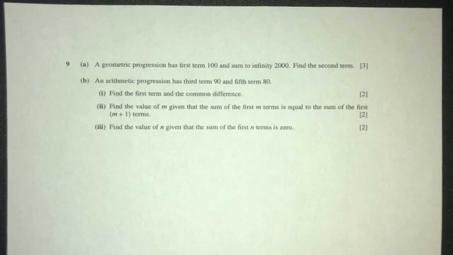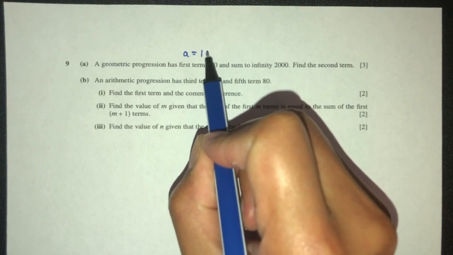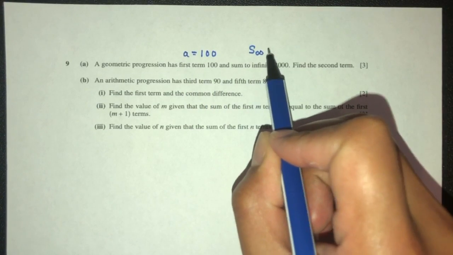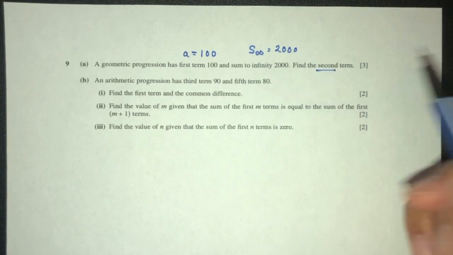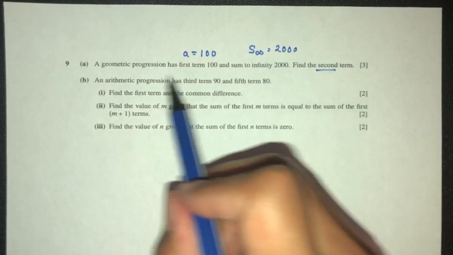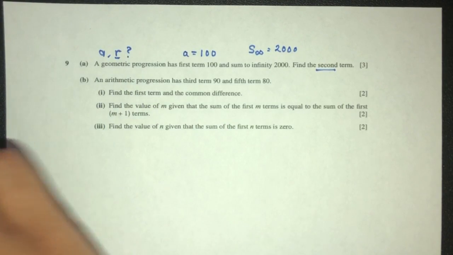So let's move on to the next question. A GP has first term 100, so A is 100, and the sum to infinity is 2000. Find the second term, pretty easy. So we know in a GP we have A and the common ratio, so we have to first find the value of R.